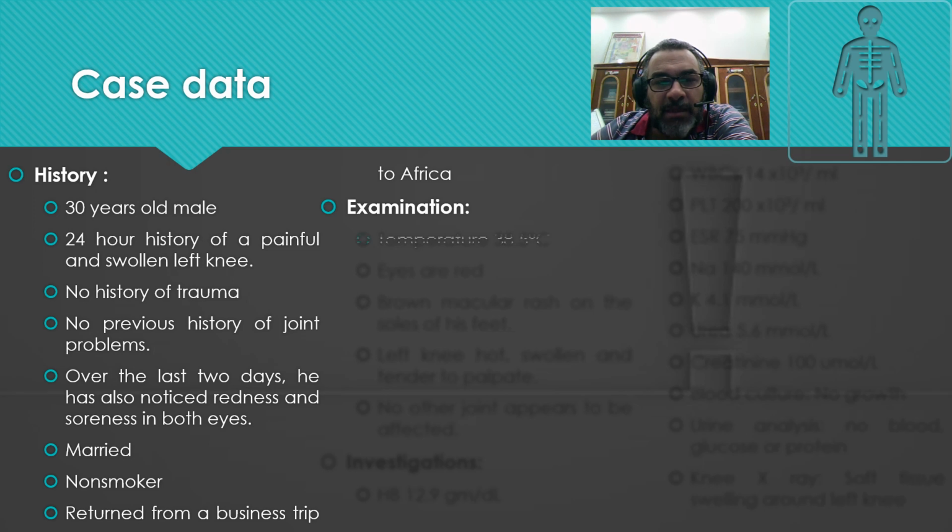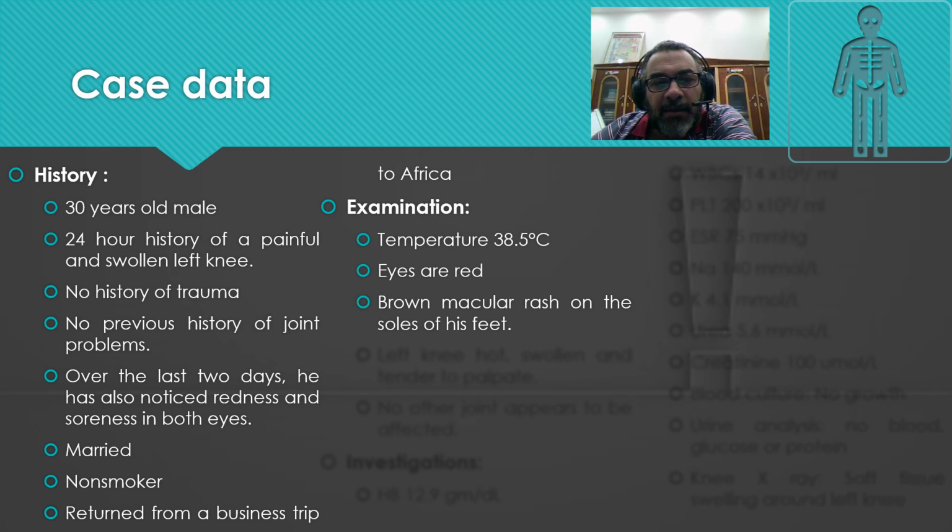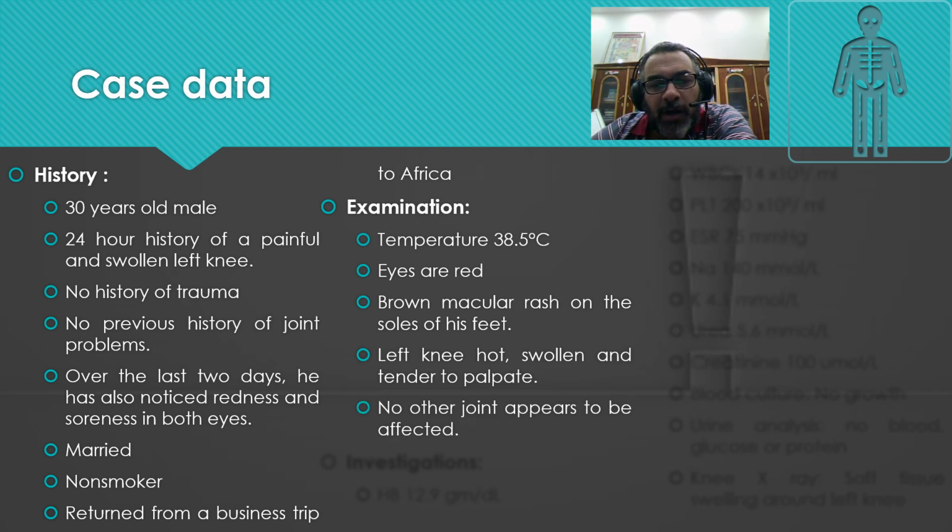On examination, the patient temperature was feverish, 38.5 degrees centigrade. Eyes are red. Brown macular rash on the sole of both feet. Left knee was hot, swollen, and tender to palpate, with no other joint detection.